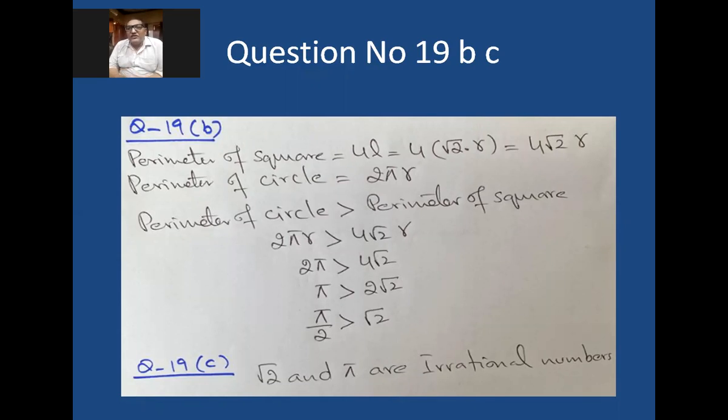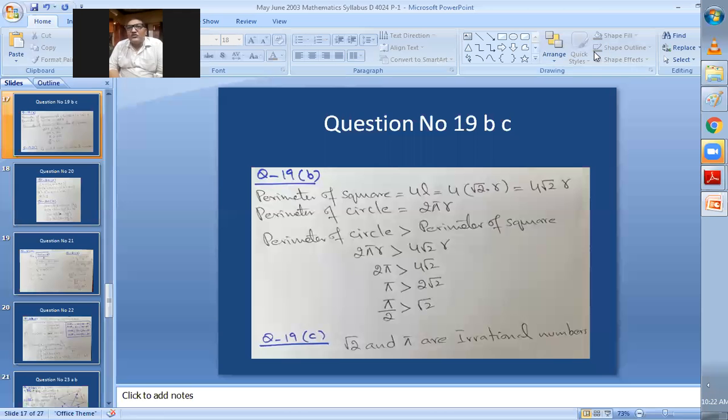So the perimeter of the square is 4L, and the L value is under root 2 into R, so 4 under root 2 into R. The perimeter of the circle is 2 pi R. The circumference of the circle is greater than the perimeter of the square. So you will have 2 pi R greater than 4 under root 2 into R. R and R will be cancelled, and 2 and 4 will be cancelled, so you will have pi greater than 2 under root 2. This 2 can be brought to the other side, so pi divided by 2 is more than under root 2. This was the thing which they asked you to show.